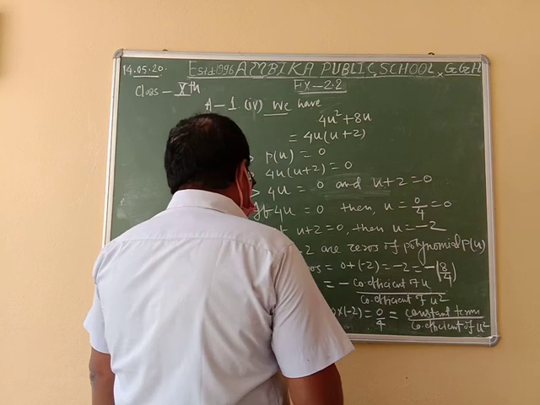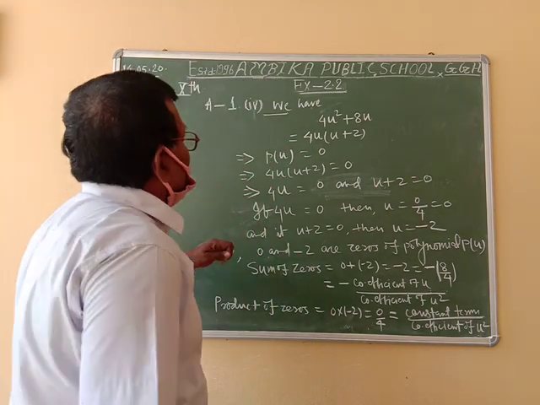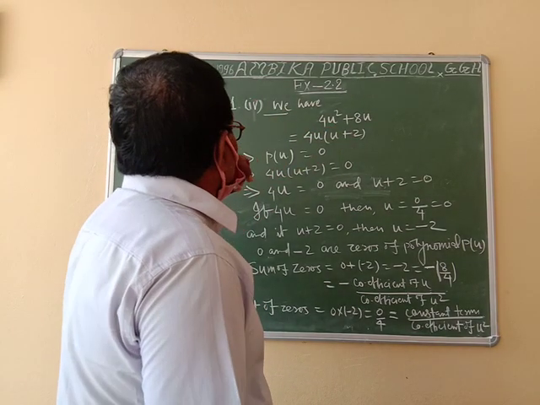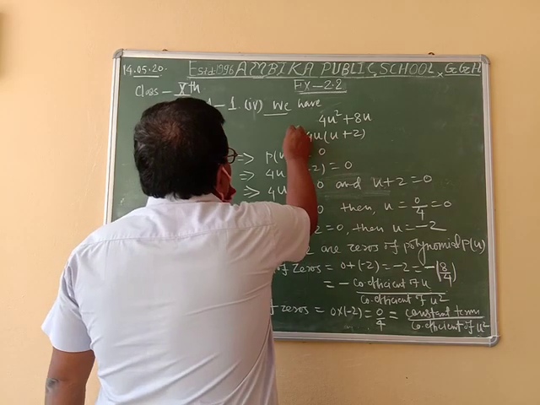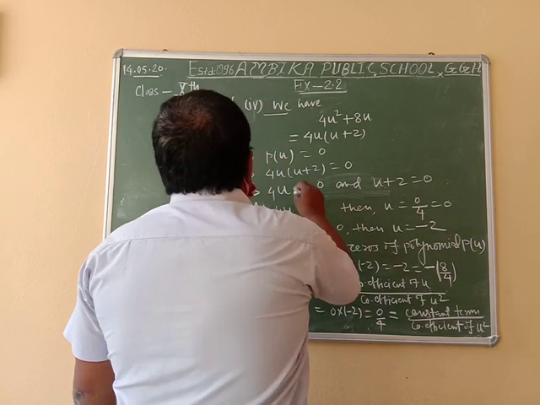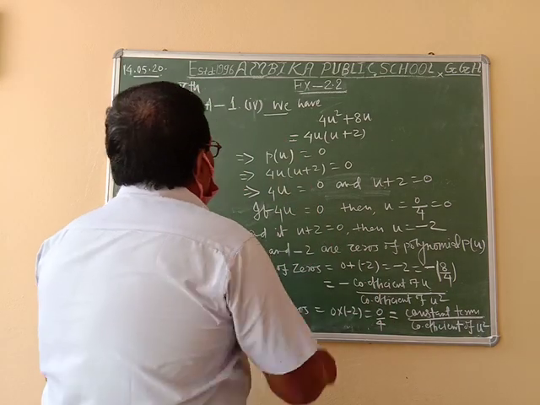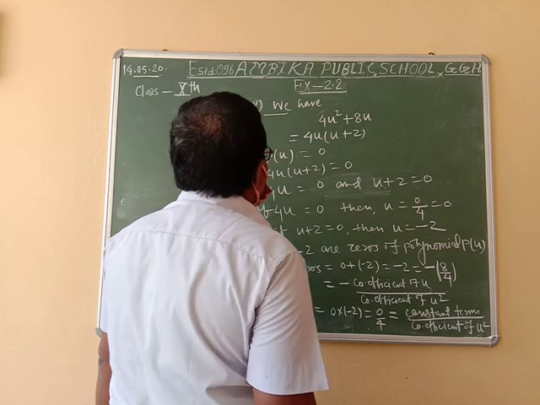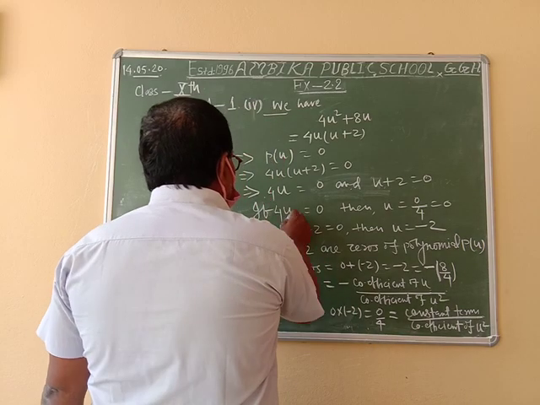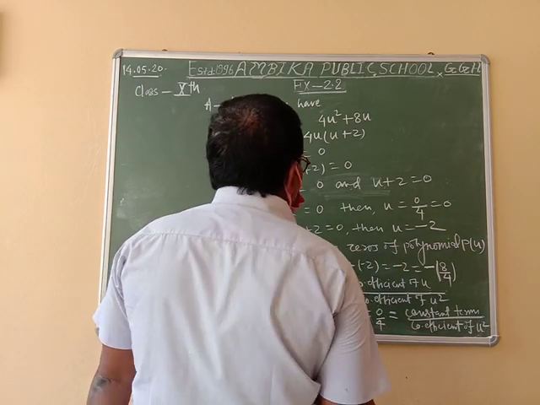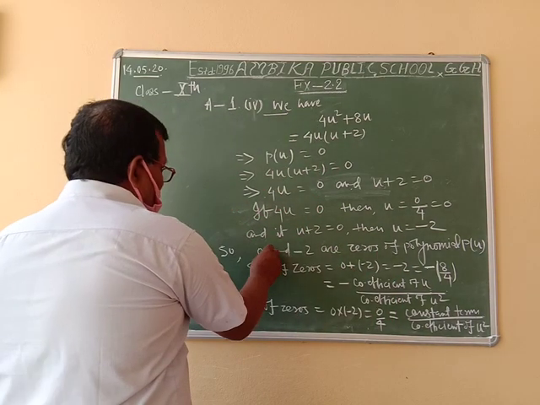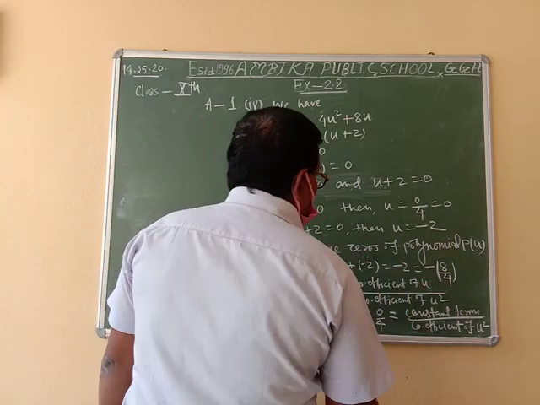So this is the relation between the zeros and the coefficient. We have given a quadratic polynomial 4u square plus 8u. We take common 4u into u plus 2. To find the zero of polynomial, p(u) is equal to 0, so 4u is equal to 0 and u plus 2 is equal to 0. If 4u is equal to 0 then u is equal to 0, and if u plus 2 is equal to 0 then u is equal to minus 2. So 0 and minus 2 are zeros of polynomial p(u).